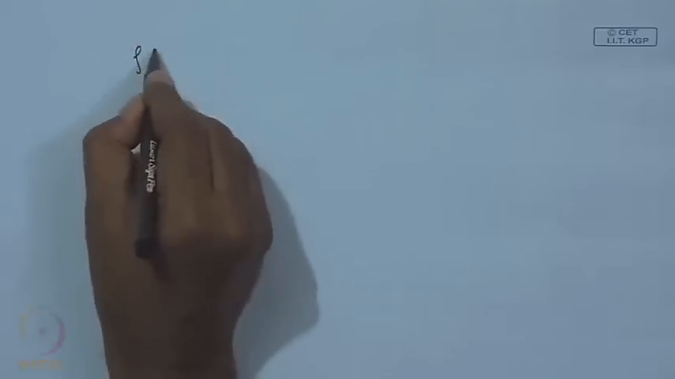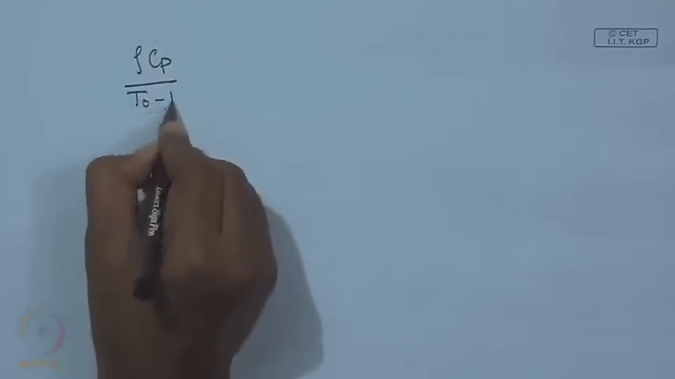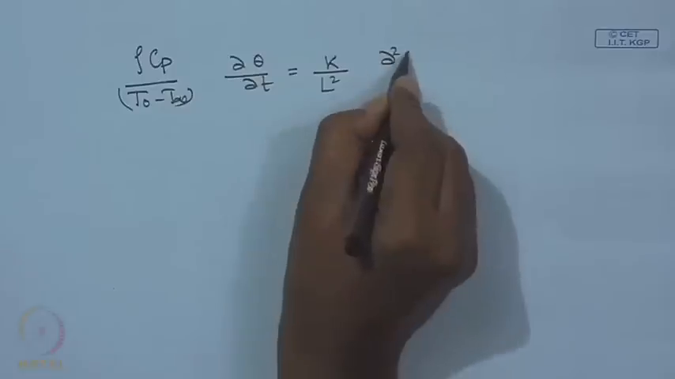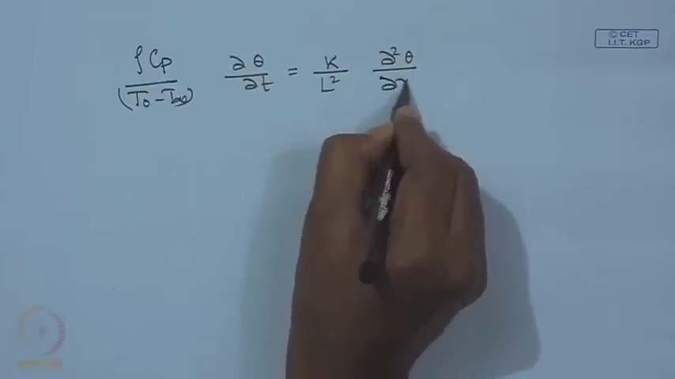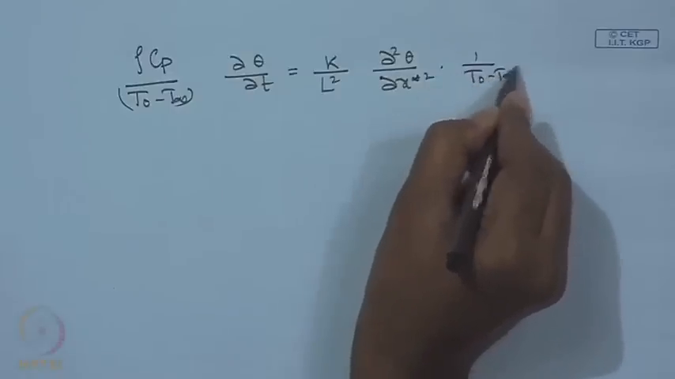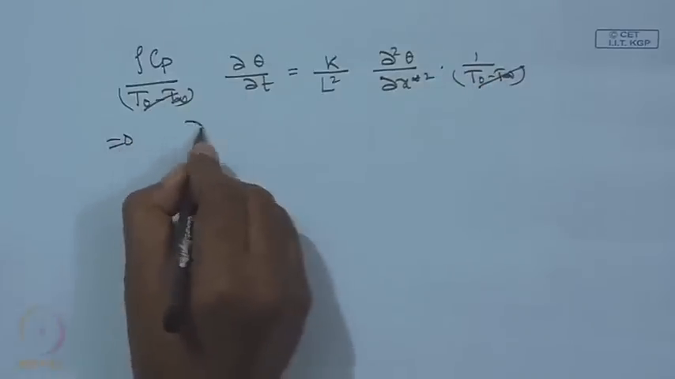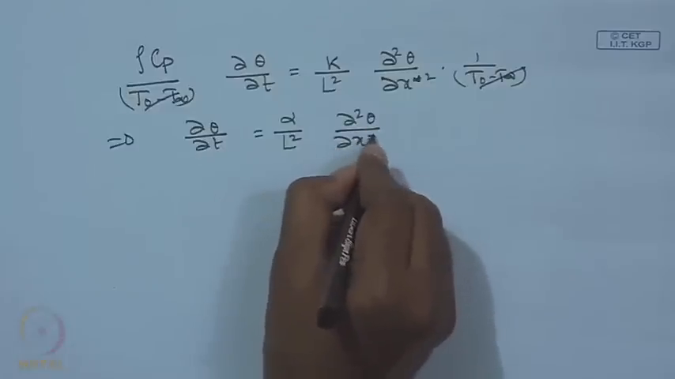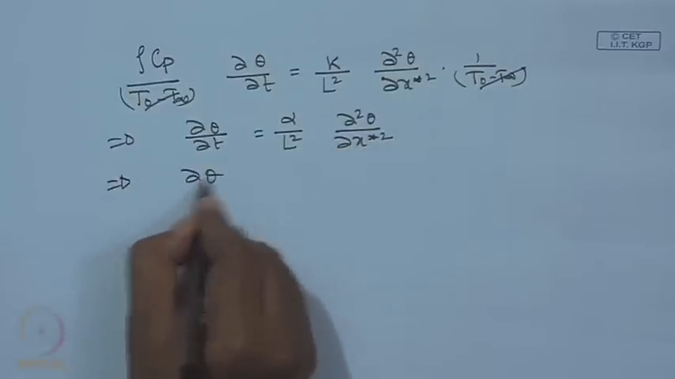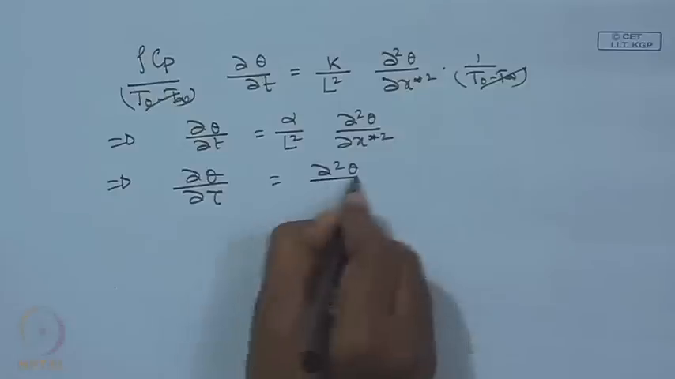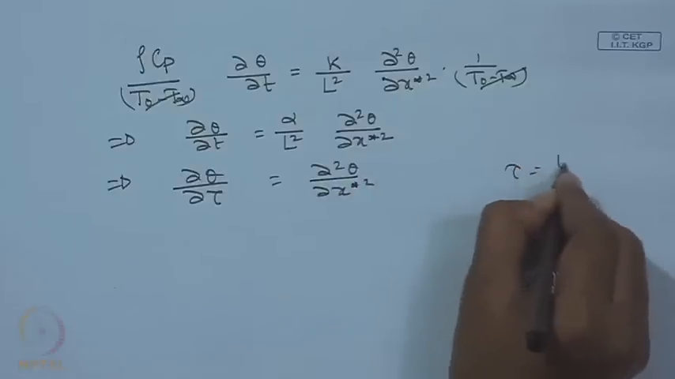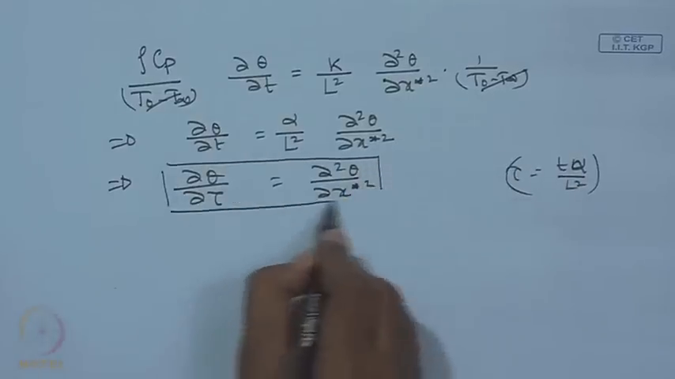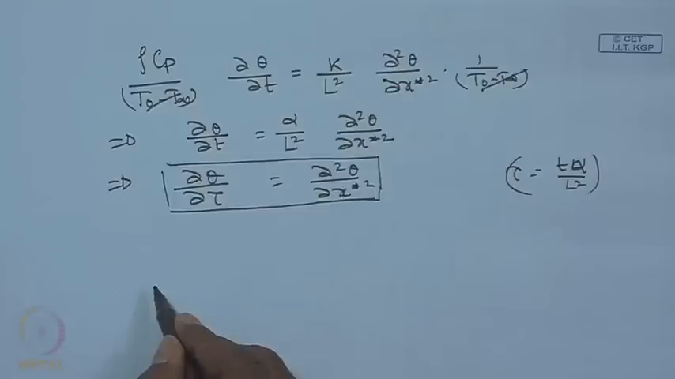The governing equation in non-dimensional form will be rho Cp 1 over T 0 minus T infinity del theta del t is equal to K over L square del square theta del x star square, and there will be 1 over T 0 minus T infinity in the denominator as well. These two will be cancelled out. So, you will be getting del theta del t is equal to alpha over L square del square theta del x star square. So, alpha is the thermal diffusivity. So, we can define del theta del tau is equal to del square theta del x star square, where tau is equal to t alpha over L square. This is the non-dimensional governing equation of the heat conduction problem.